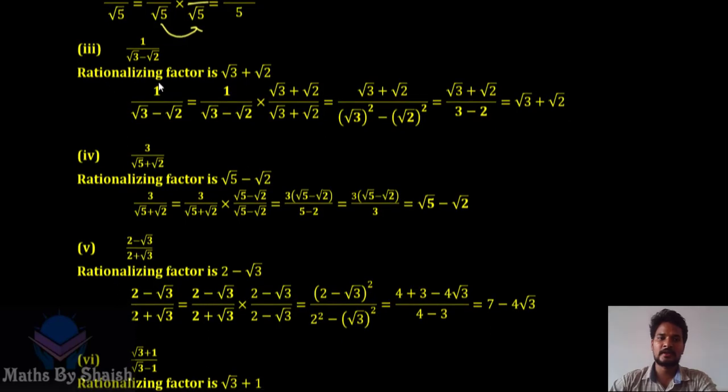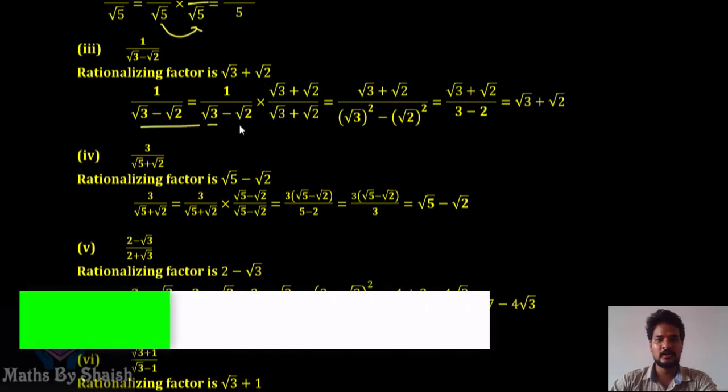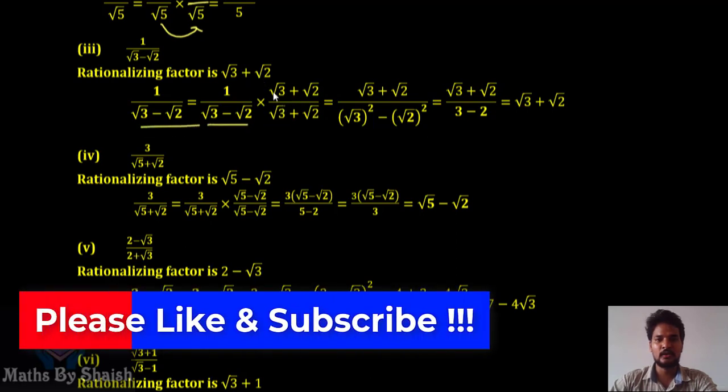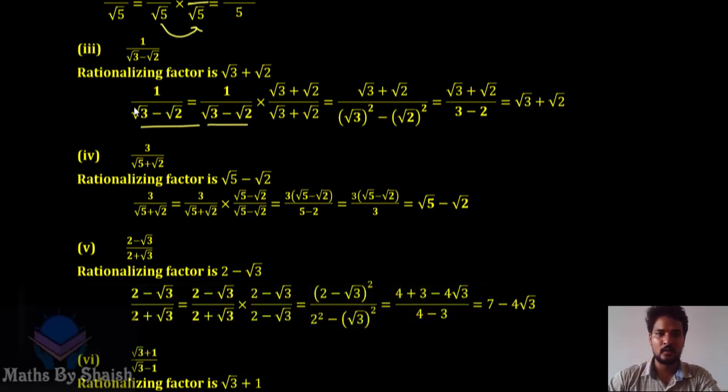Similarly for the third one, for rationalizing the denominator, we can see the denominator is root 3 minus root 2. So its rationalizing factor would be root 3 plus root 2. We will multiply this whole thing by root 3 plus root 2 in the numerator and denominator both, just to balance it, so that it would remain 1 over root 3 minus root 2. Now the numerator is 1 into this, that is root 3 plus root 2, and the denominator becomes a minus b into a plus b, and that is going to be a square minus b square.